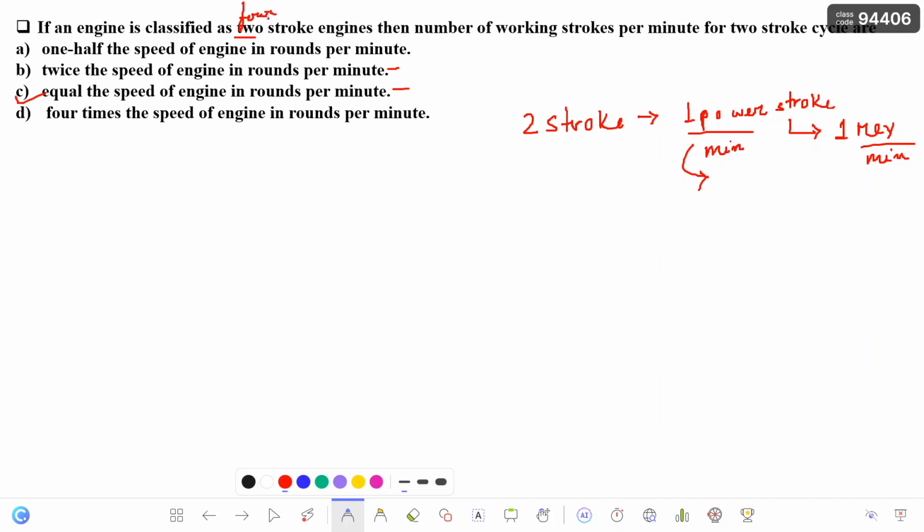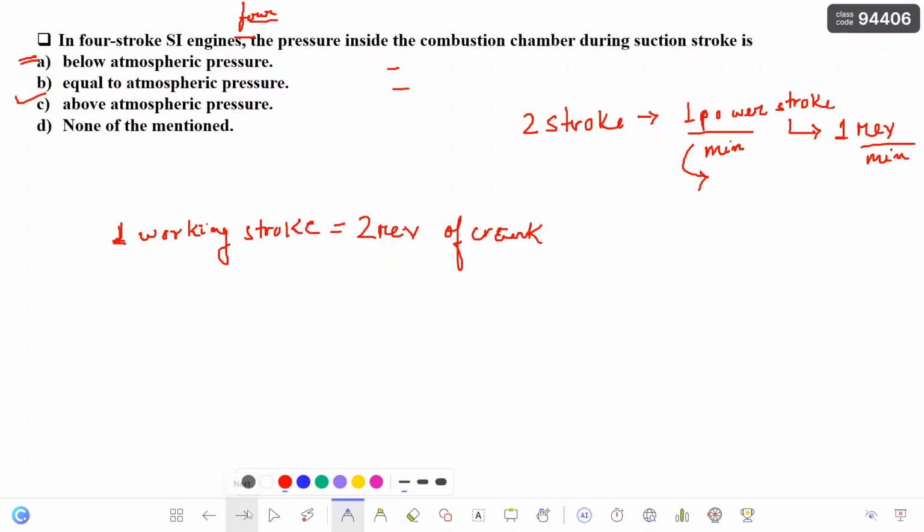If the question had been about a 4 stroke, then what would be the answer? It would have been half of the speed, because there is one working stroke in 2 revolutions of the crank, or 4 strokes. Okay, so I hope the confusion is clear. So we'll move to the next question.